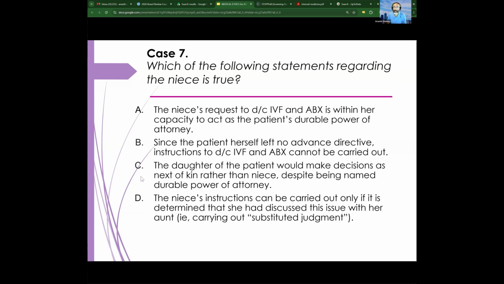So, case 7. Which of the following statements regarding the niece would be the most correct? Is it that the niece's request to discontinue the fluids and antibiotics is within her capacity to act as the patient's durable power of attorney?